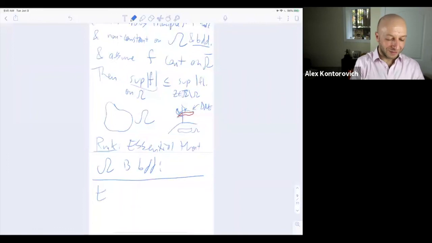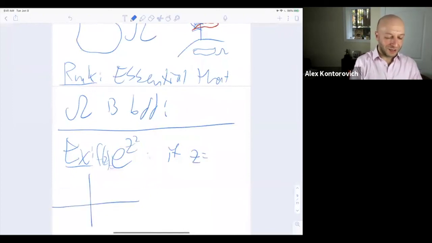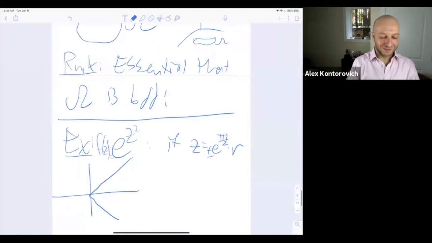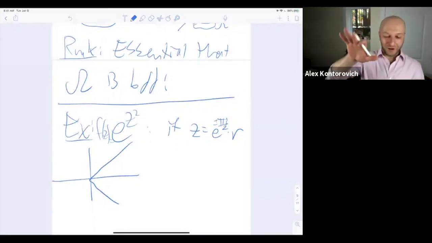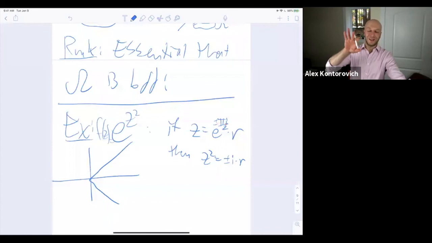There's an easy counterexample. E to the z squared. So let's look at this region. If z is here on this 45-degree angle, so this is e to the pi i over 2 times r, or on this side, so this is plus or minus. Sorry, I want the plus or minus inside the exponential. Plus or minus pi i. So this is up 45 degrees or down 45 degrees. Then z squared, the reason I want that is because z squared will come out to plus or minus i times r. Because now I get e to the pi i.